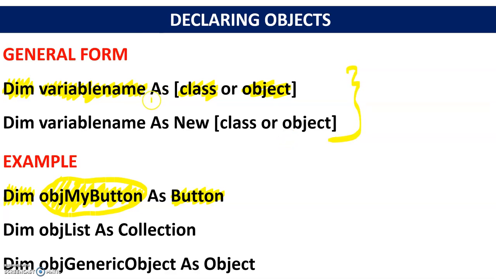There are two different ways to declare the variable. As you can see, after As directly you can write the class or the object. But if you write New, what does it mean? Let's see it in our next slide. So New, if it is omitted, then it will behave differently, and if New is there, then it will behave differently. That we will see in the next slide.